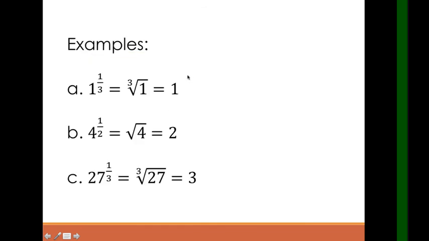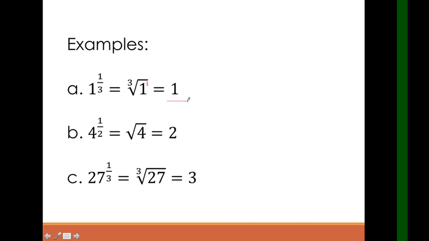Now, let's have an example. 1 raised to 1 over 3. The exponent of this 1 is 1, so we just don't write it. Then the 3, the index of the root sign, is the denominator. So what is the cube root of 1?